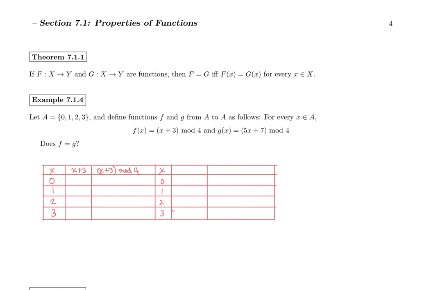And in much the same way for g of x, we're going to start with 5x plus 7, and then we will find 5x plus 7 mod 4. So let's fill these in. If x is 0, x plus 3 is 0 plus 3, or 3. If x is 1, x plus 3 is 1 plus 3, which is 4. 2 plus 3 is 5, and 3 plus 3 is 6.